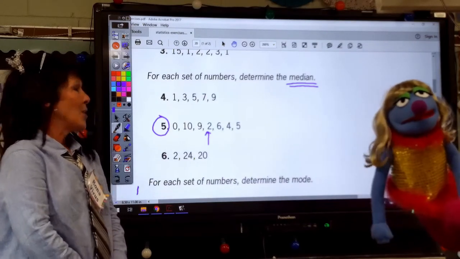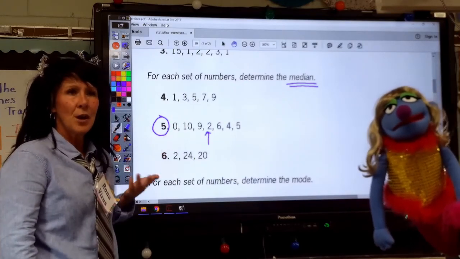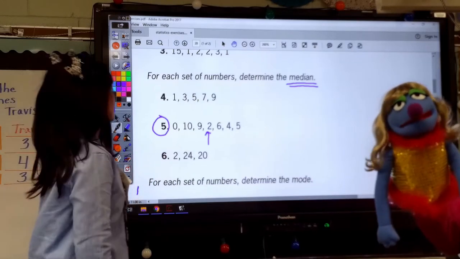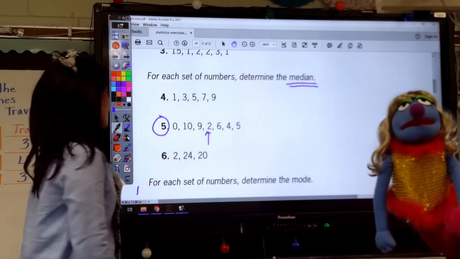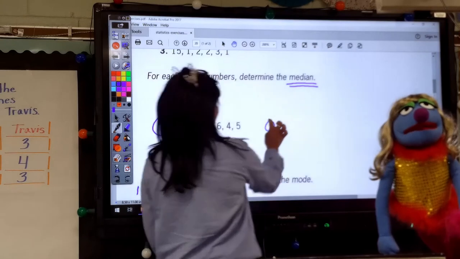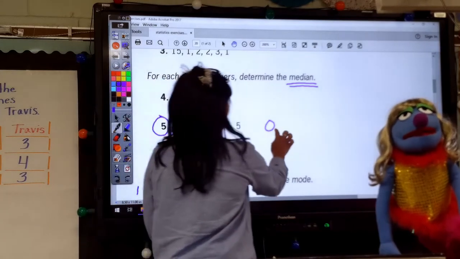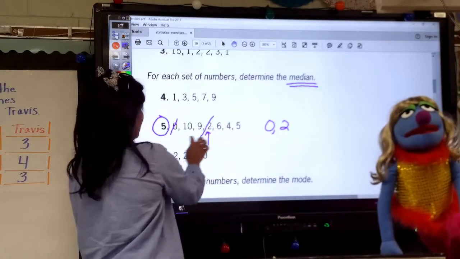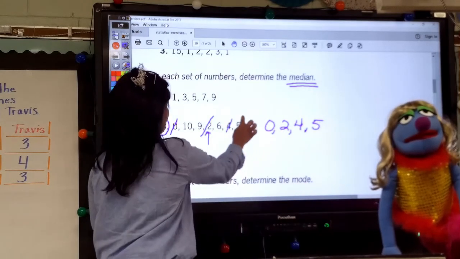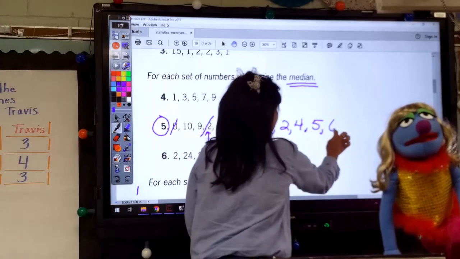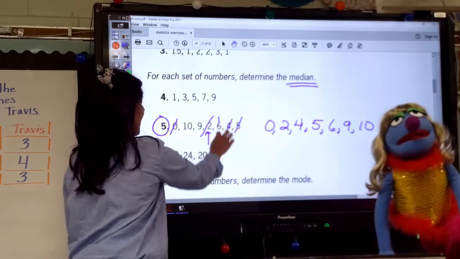I know. Remember that before we find the median, we must list our numbers in order. So it's not two just because it's in the middle here. Okay? So let's see. We should have written zero. That's the smallest number. I'm going to mark them out so I make sure I don't miss one. And then the two. Then we have four and five, six, nine, and ten. Okay, so we got them all.